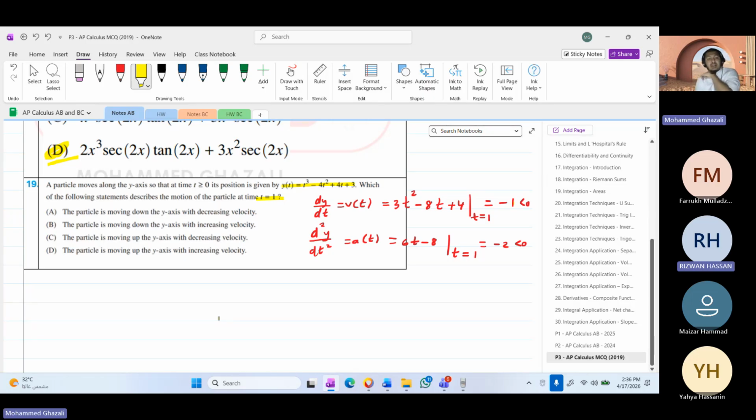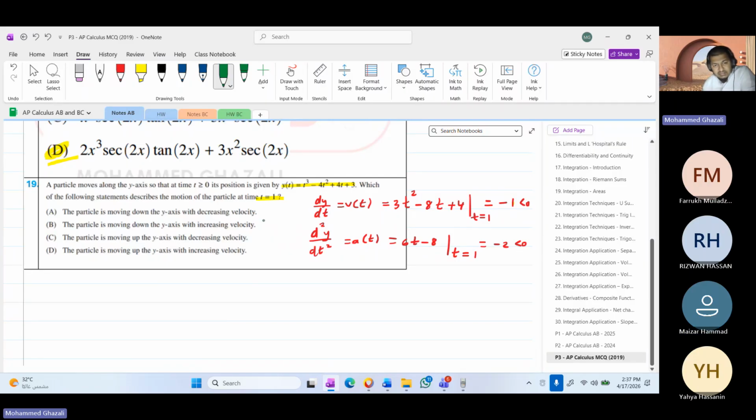Look, I have a question. With regards to this, what does decreasing velocity mean? Decreasing velocity means it's going in reverse, or that the double derivative is less than 0. You're correct. Decreasing velocity means the double derivative is less than 0, right?